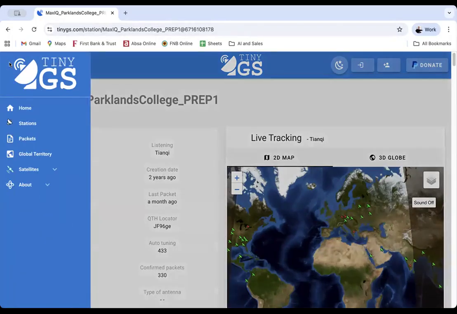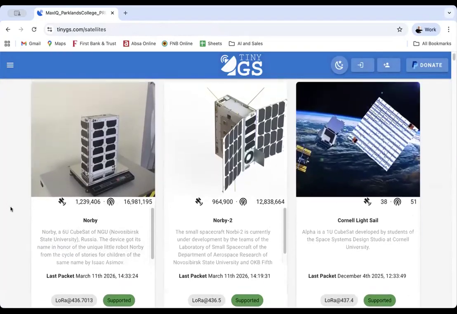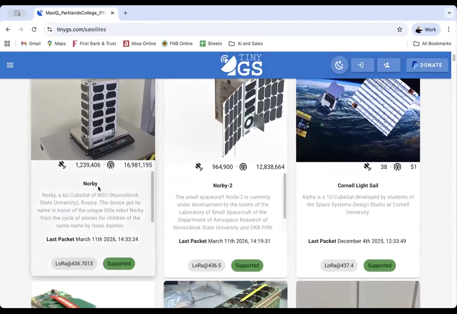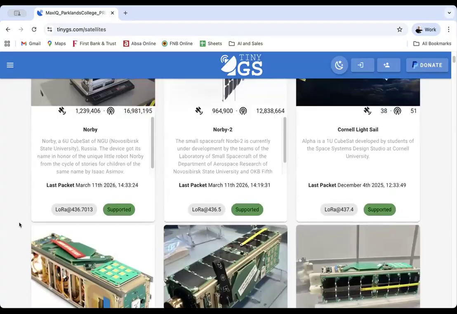So now I'm going to start searching satellites. We want to have a look at active satellites, and the one that's been in orbit the longest is Norby. It's a Russian satellite.